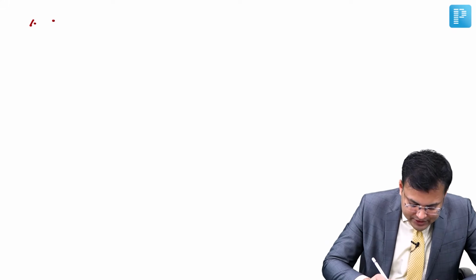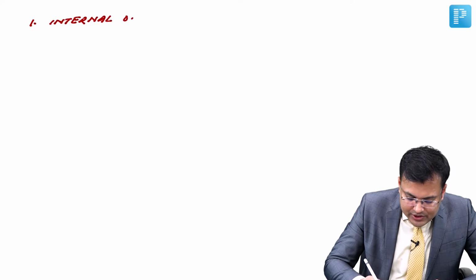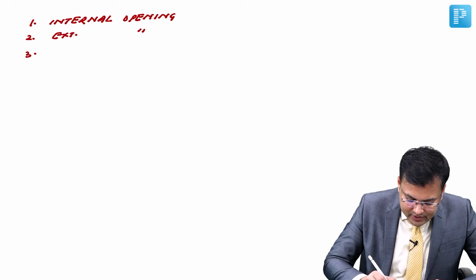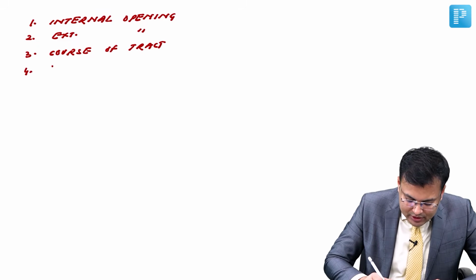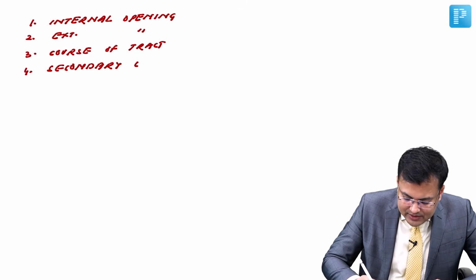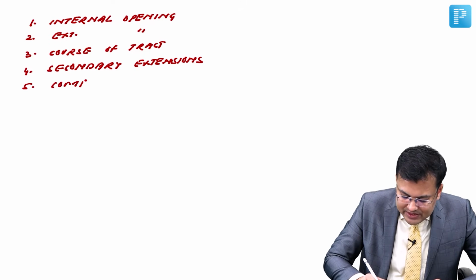First, the location of the internal opening. Second, the location of the external opening. What is the course of the tract? Whether there are secondary extensions or not, so the presence of secondary extensions. And complicating disease: whether the patient is suffering from any complicating disease.